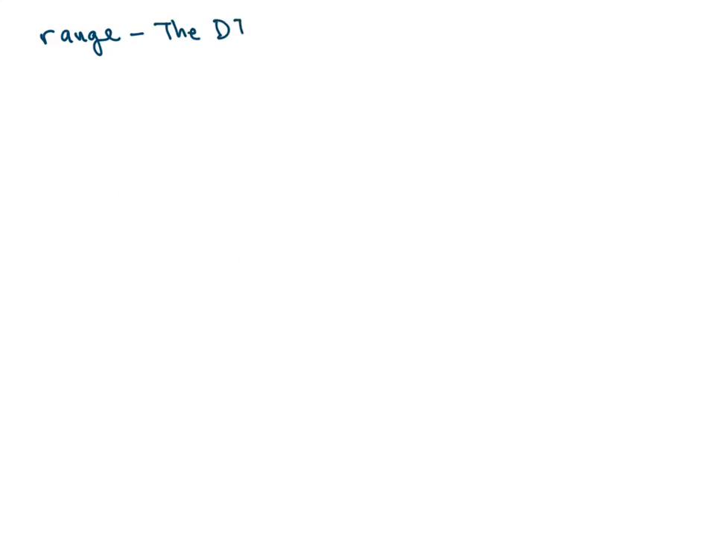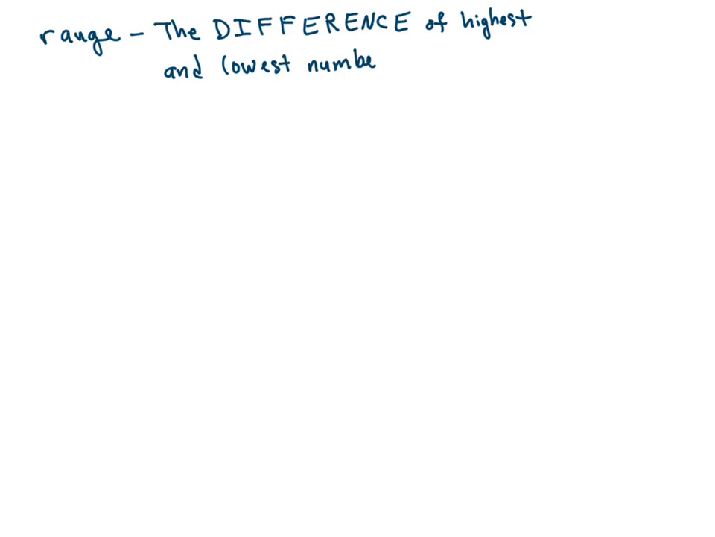And the last one is the range. The range is going to be the difference. So subtraction, the difference of the highest and the lowest term. It's basically finding out the span, how far apart the minimum and maximum values are.